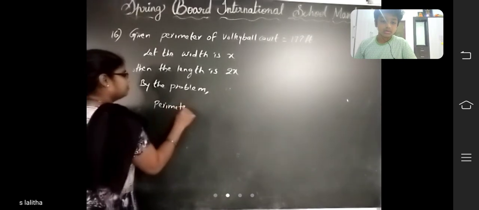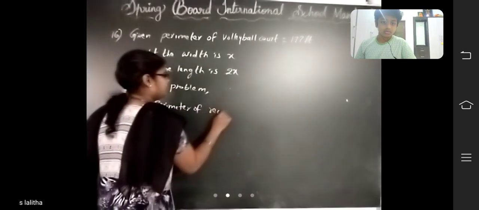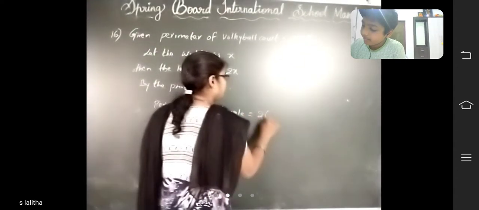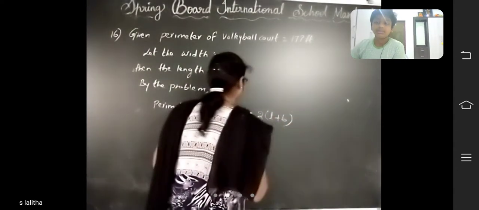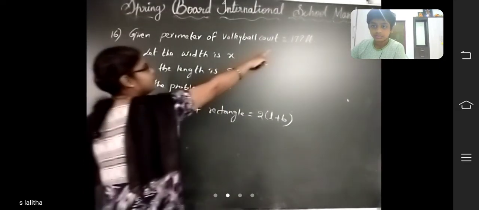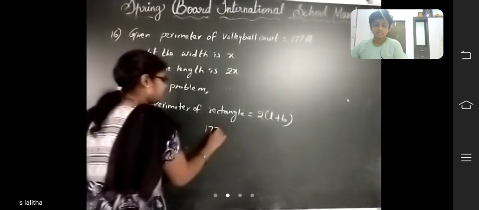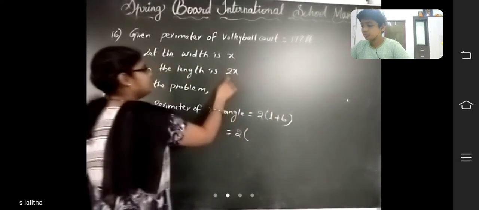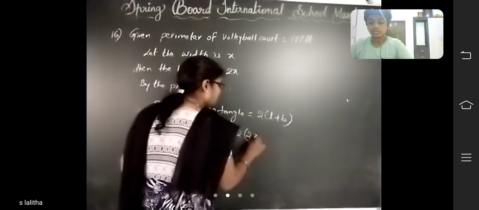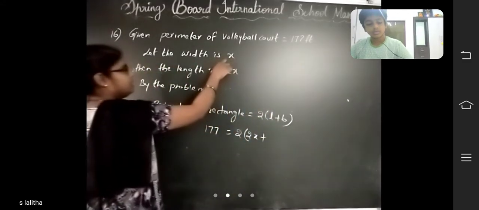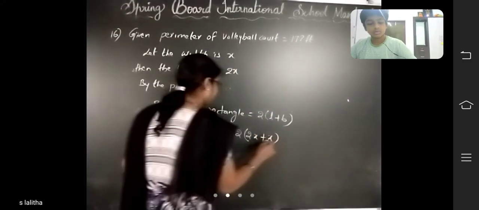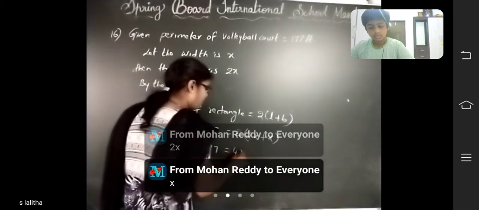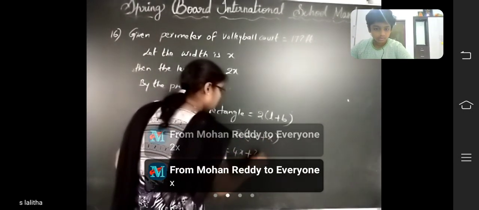Perimeter of a rectangle is equal to 2 into (L plus B). What is the perimeter of the rectangle given? 177 is equal to 2 into (L plus B). What is L? 2x plus B. B means width. What is that? x. So 177 is equal to 2 twos are 4x plus 2 into x, 2x.